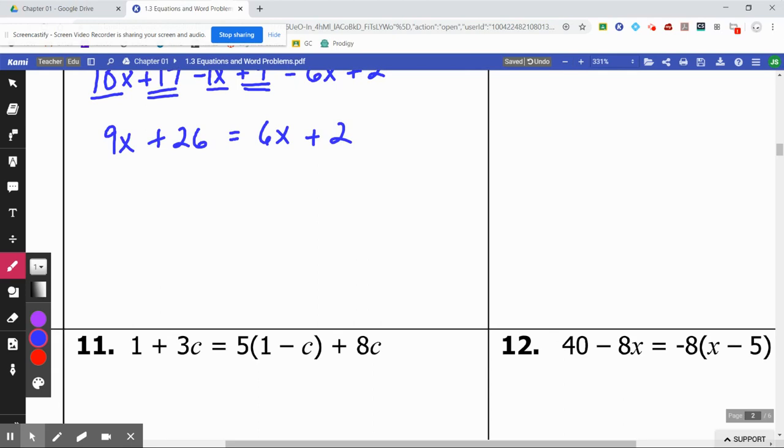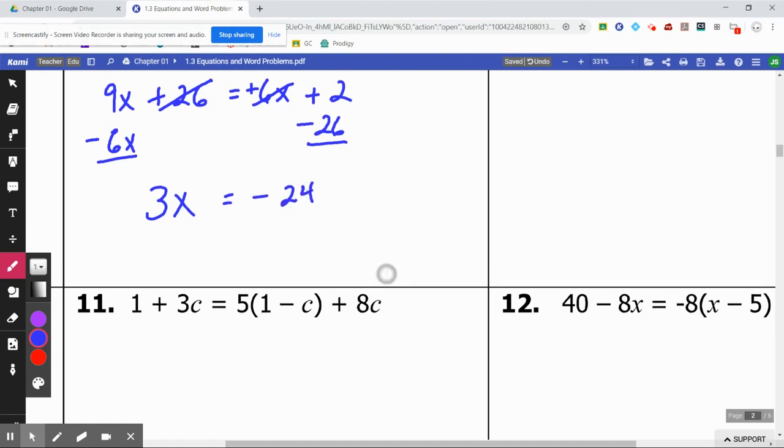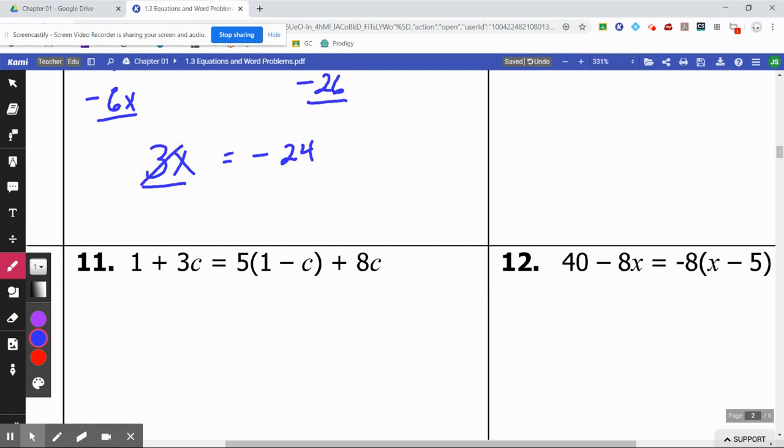Now we're going to start moving. To move a 6x, I've got to do minus 6x. The reason why is because it was a positive 6x. To move a positive 26 to the right side, I'm going to do minus 26. 9x minus 6x gives you 3x. The equal sign is still in the middle. 2 minus 26 is a negative 24. Last step, since this is multiplication, mark it out and divide, and you would get x equals negative 8.